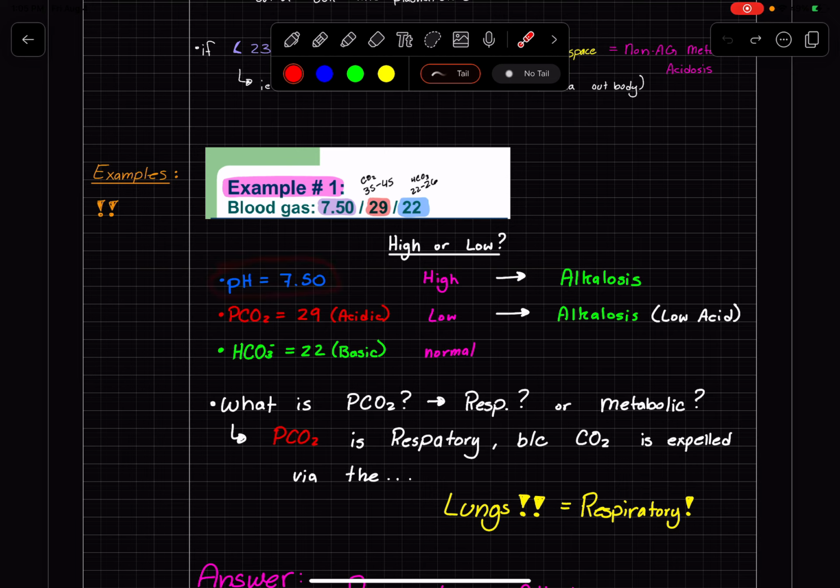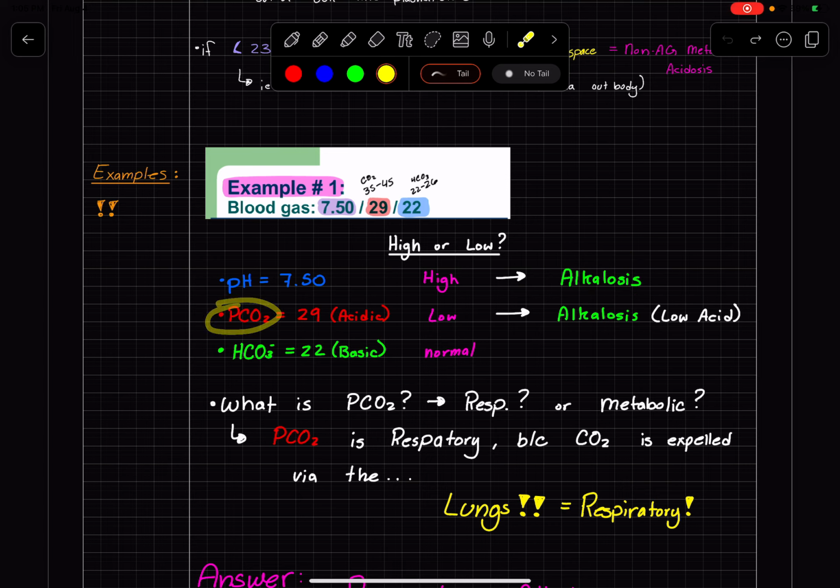pH, more than a pH of 7.50. Is that high or is that low? Well, that's high, right? That's more than 7.45. What does a high pH mean? Does it mean acidosis or alkalosis? I know I have the answers here, but it means alkalosis, right? It means more basic. Higher pH means more basic.